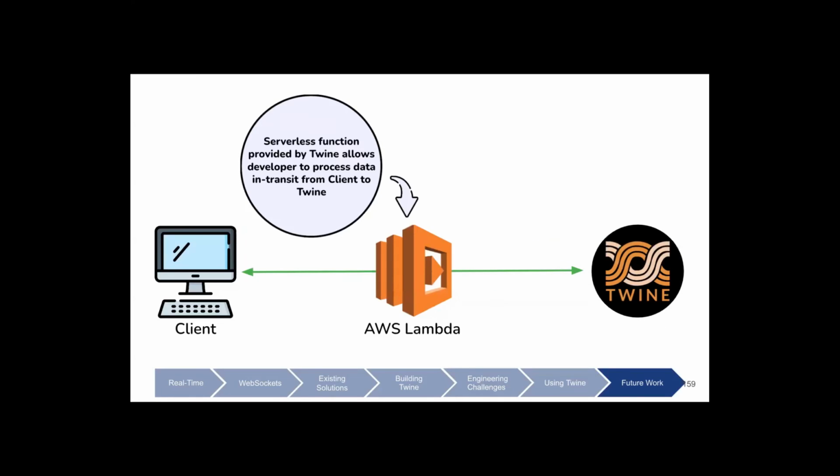Thus, we would like to add an in-transit data processing feature to Twine that would allow the developer to dynamically process incoming data from clients to Twine server. This could look like providing serverless functions that the developer could use to apply business logic while the data is in transit.